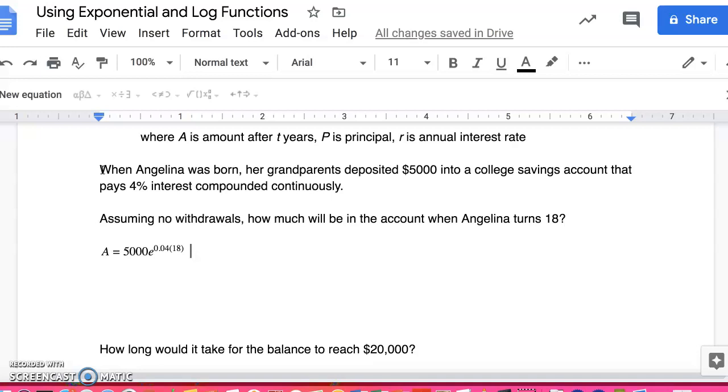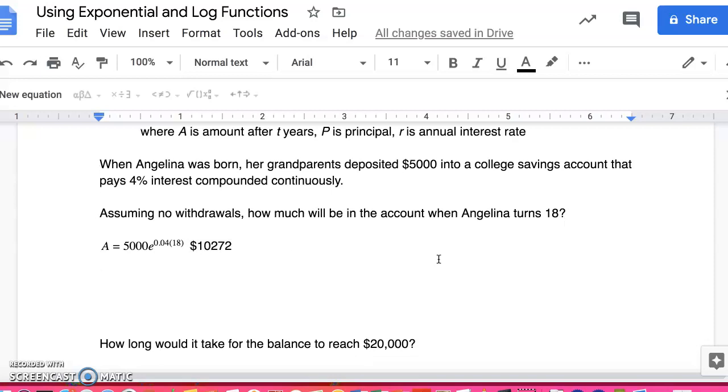So 5,000. Your e is a second LN on a TI-84 or TI calculator. Just second and then the LN button will get you an e. And then you got 0.04 times 18 in the exponent. And so that is about $10,272. Okay, so over double the money in 18 years.